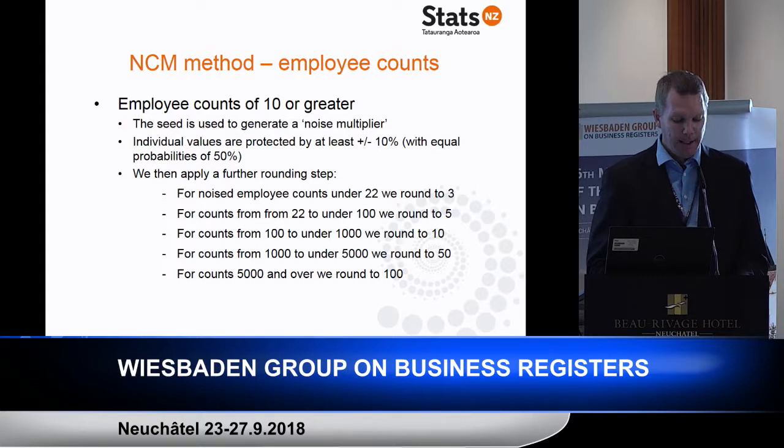Moving on to employee counts, the seed is firstly used to generate a noise multiplier at the business level. Each business with a seed of less than 0.5 has its employee count multiplied by 0.9, while above 0.5 is multiplied by 1.1. Then the total cell is rounded with increasing rounding bases as the noise employee count gets bigger. For example, employee counts under 22 are rounded to 3, and from 22 to 99 rounded to 5, and so on.